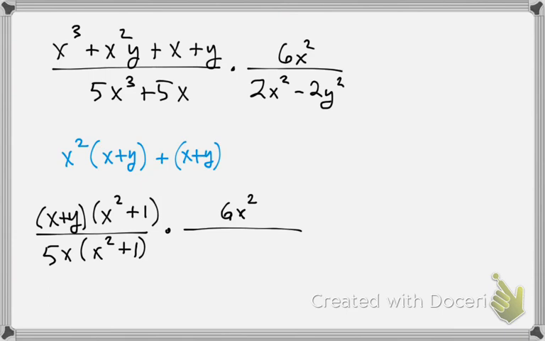What about 2x squared minus 2y squared? We have a GCF of 2, which would leave behind x squared minus y squared. Now, I didn't write it in place. I wrote it off to the side, so that's a hint that what? That's right, it's going to factor further.